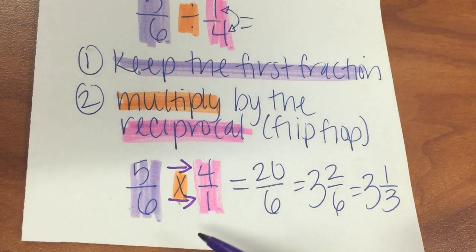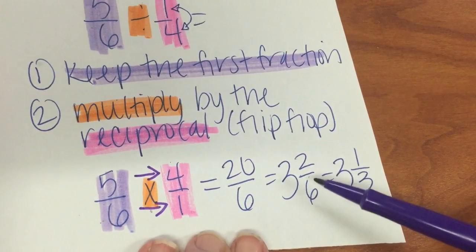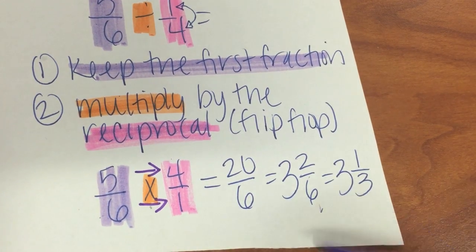Okay, so here we go. 5 times 4 is 20. 6 times 1 is 6. We end up with 20 over 6. When you simplify it down, 3 1/3.